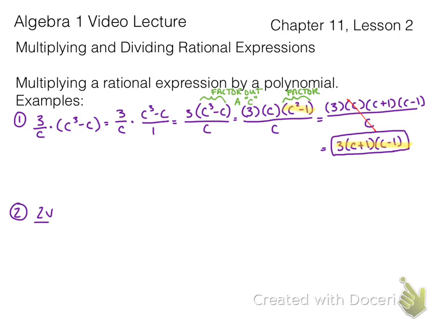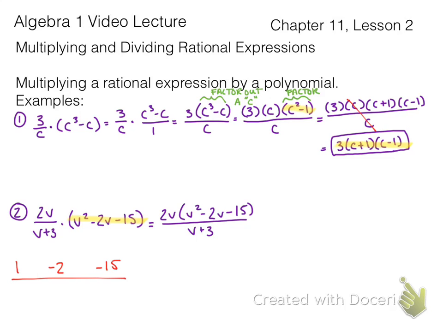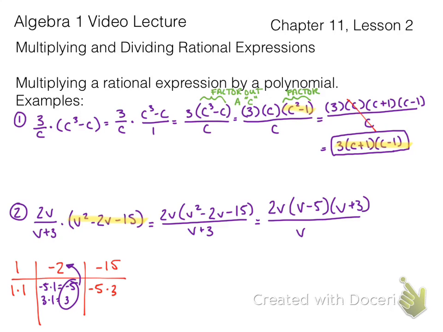All right, next example, number 2. 2v over v plus 3 times the quantity v squared minus 2v minus 15. So that's a quadratic expression there, right? Quadratic expression, which means we can factor it using our table. So let's go ahead and multiply first, and then let's go ahead and factor. So there we go. Just like the last video, you need to make sure that you factor completely, and then you're ready to cancel out wherever possible.